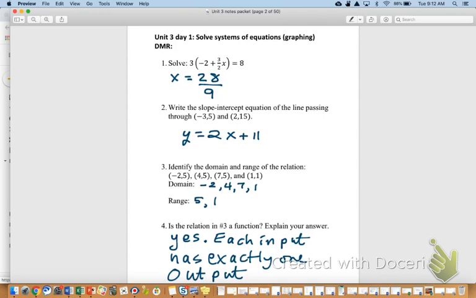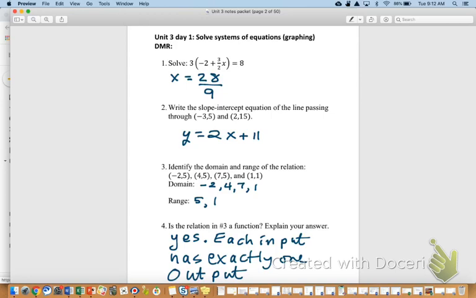And then, is that a function for number 4 there? The answer is yes, because each input has exactly one output. It's true that some of the outputs are the same output, right? But every input has exactly one output, making it a function. So I would absolutely love to answer any questions you have.